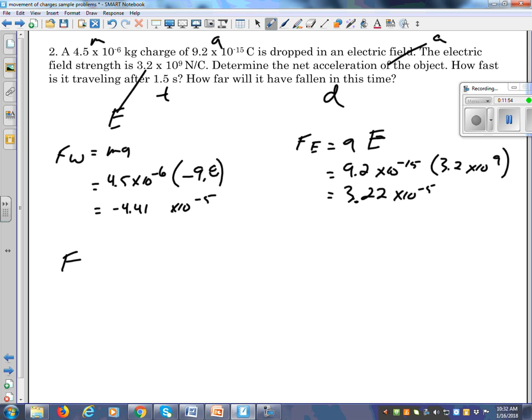Solve for F net. Let's throw the FE out front. Does it matter what order you add these? No. People don't like the negative out front. So 3.22 times 10 to the minus 5. Oh, that's plus. FW plus a minus 4.41 times 10 to the minus 5.